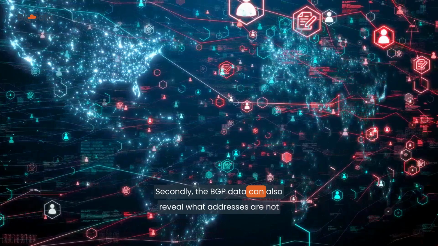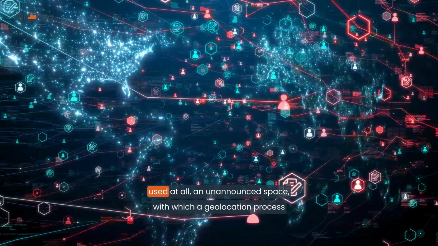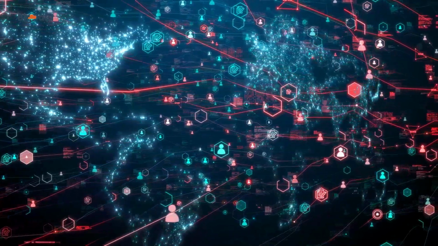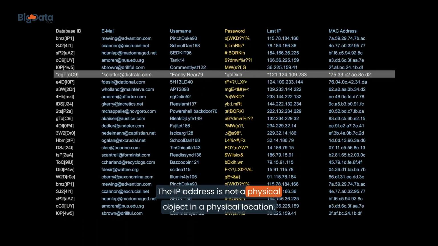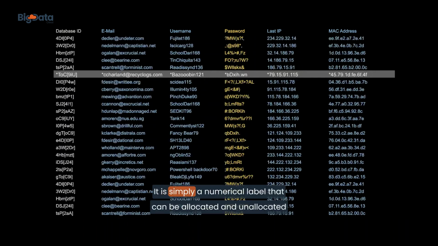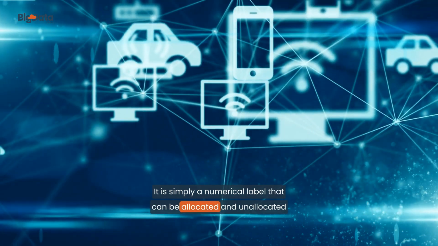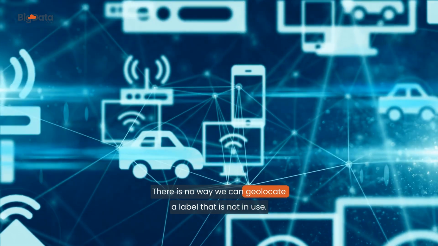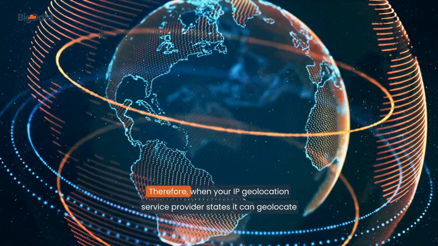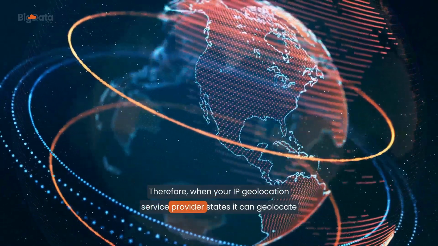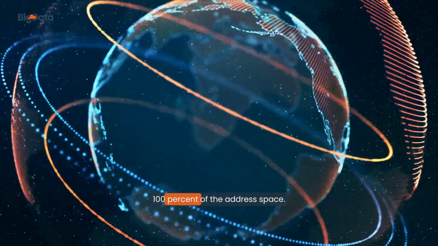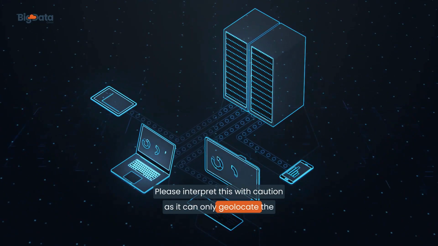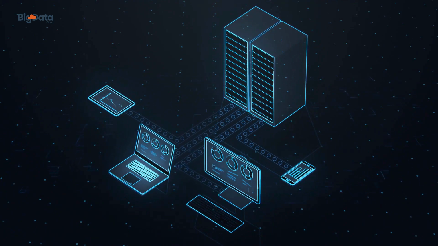Secondly, the BGP data can also reveal what addresses are not used at all, an unannounced space, with which a geolocation process should not even be attempted. The IP address is not a physical object in a physical location. It is simply a numerical label that can be allocated and unallocated from individual devices or networks. There is no way we can geolocate a label that is not in use. Therefore, when your IP geolocation service provider states it can geolocate 100% of the address space, please interpret this with caution, as it can only geolocate the announced or routable space at most.